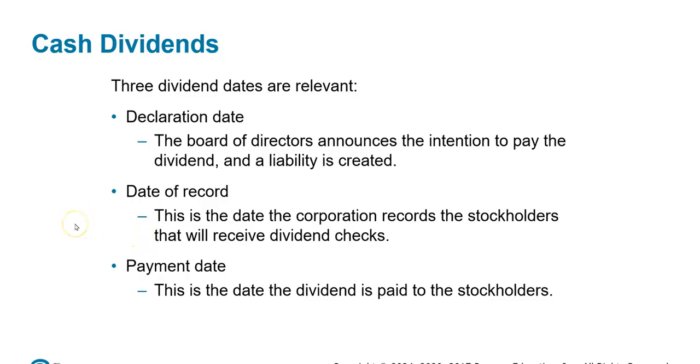3 dividend dates are relevant. Declaration date: the board of directors announces the intention to pay the dividend and a liability is created. Date of record: this is the date the corporation records which stockholders will receive dividend checks. There's no journal entry for this date. It's just a date of when they're going to decide exactly which stockholders will share in the dividend.